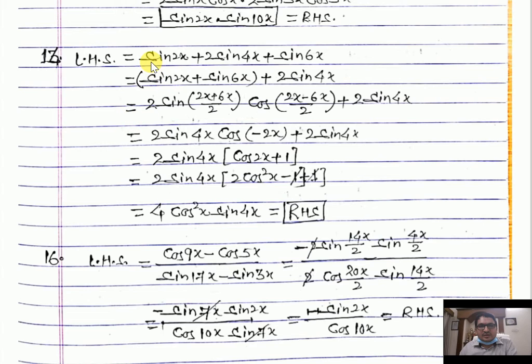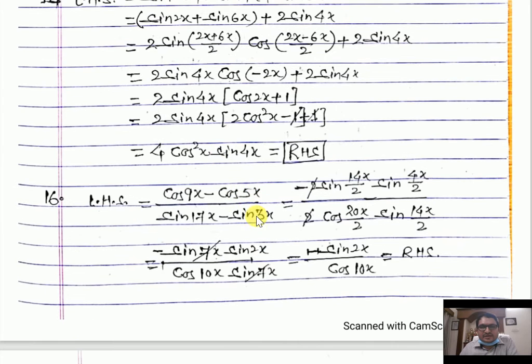Now see, in the first step it's given 3 terms. Now we have converted in 2 terms. So 2 sin 4x cos minus 2x and 2 sin 4x. So 2 sin 4x common. You will get cos 2x, cos minus theta is cos theta, so cos 2x plus 1. Now put the value of cos 2x in such a way that 1 gets cancelled. So cos 2x is 2 cos square x minus 1, plus 1, 1 gets cancelled. And now you can write 2 2 is 4, 4 cos square x sin 4x, right hand side, hence proved.